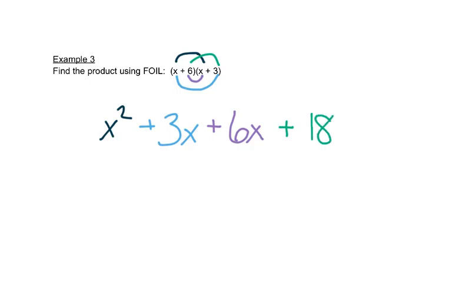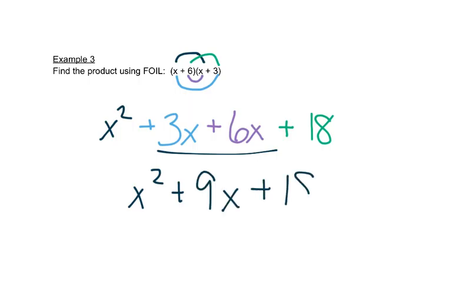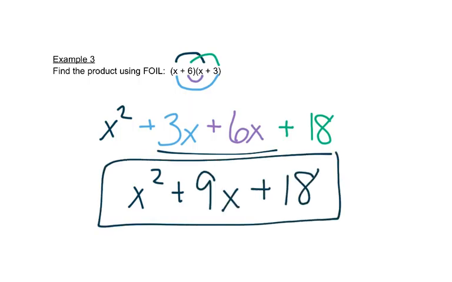If you draw your lines in those shapes, the first and the outer, inner, and the last, then you get sort of a little smiley face picture. That's how you know you've got everything. These are like terms, so we can put these together. And that's our answer.